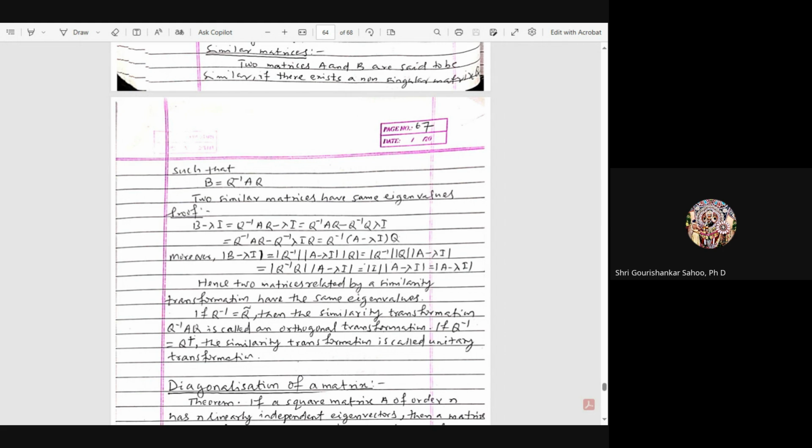Two similar matrices have the same eigenvalues, and the proof is shown on the screen. You can go through it, and if you have any doubt, you can ask.